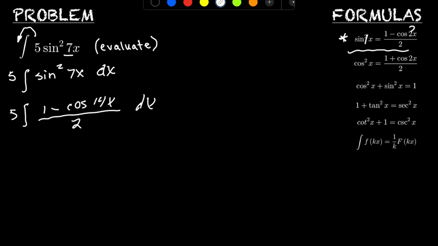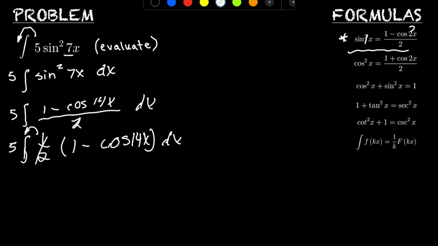And to make this more manageable, I do one additional step before I integrate. I will factor out a 1/2, which gets rid of that 2 and makes this much more manageable, dx. Okay, so now I have another constant multiple. I can bring this over here, make this 5 over 2, integral of 1 minus cosine 14x dx.